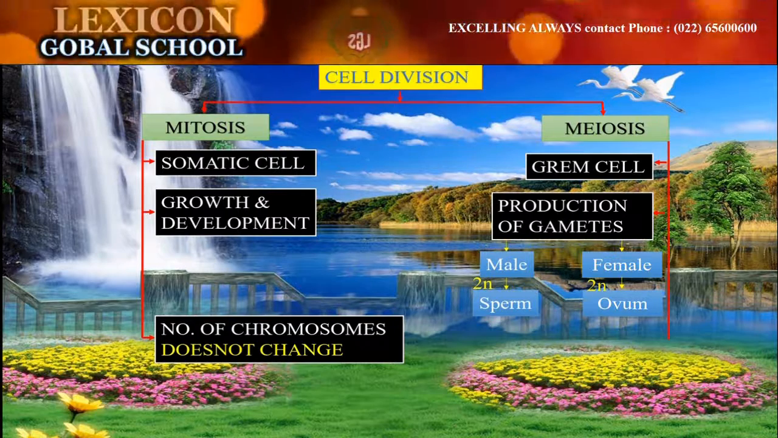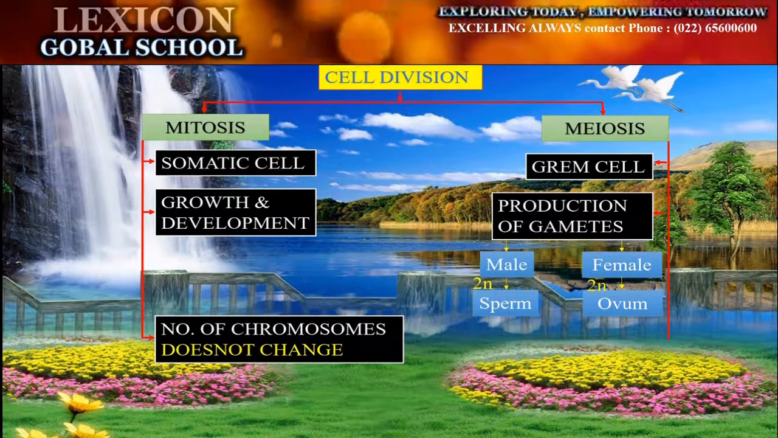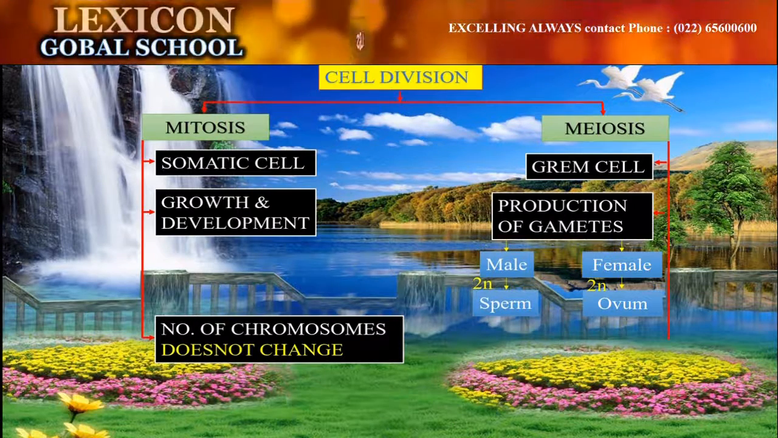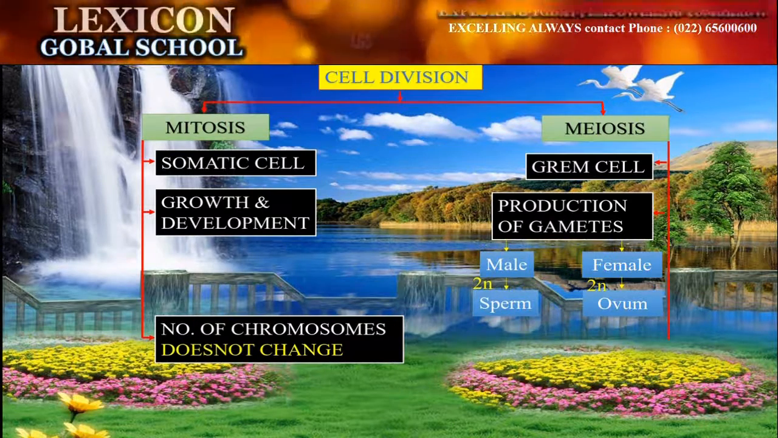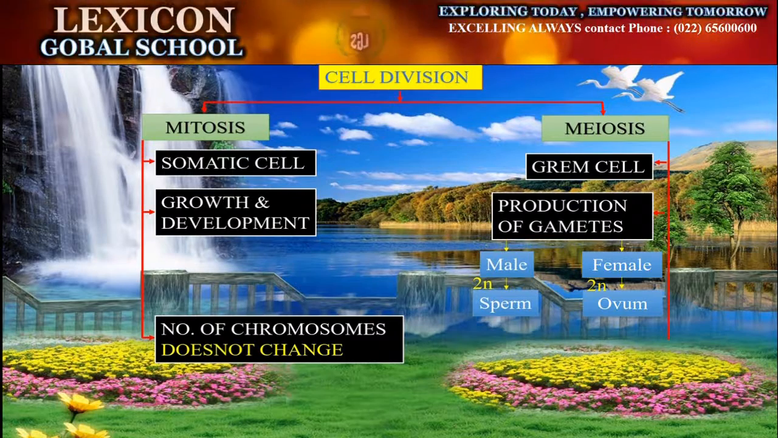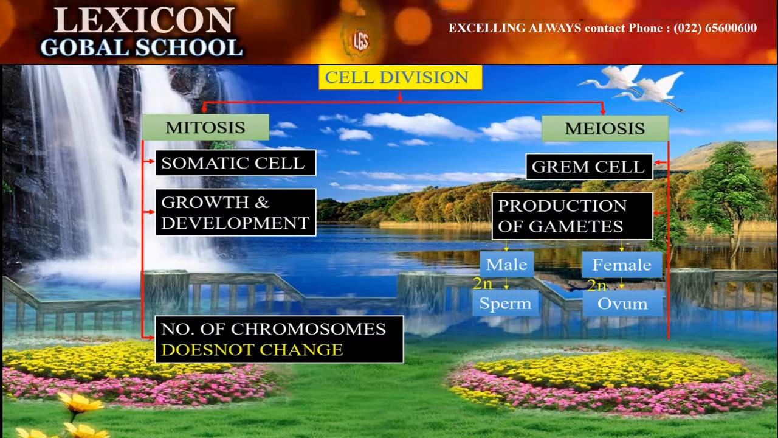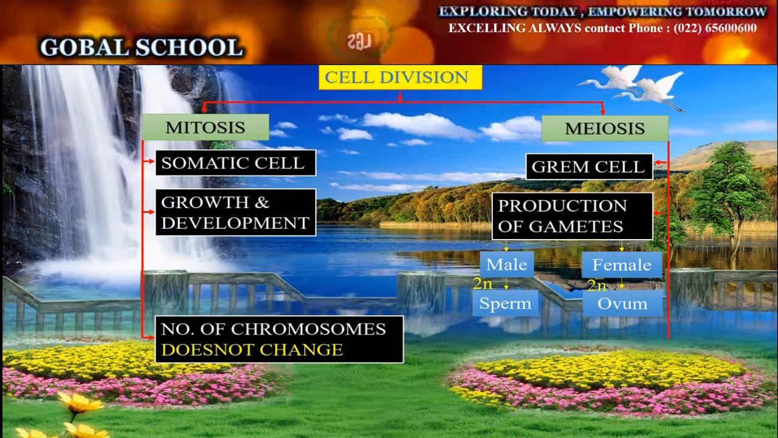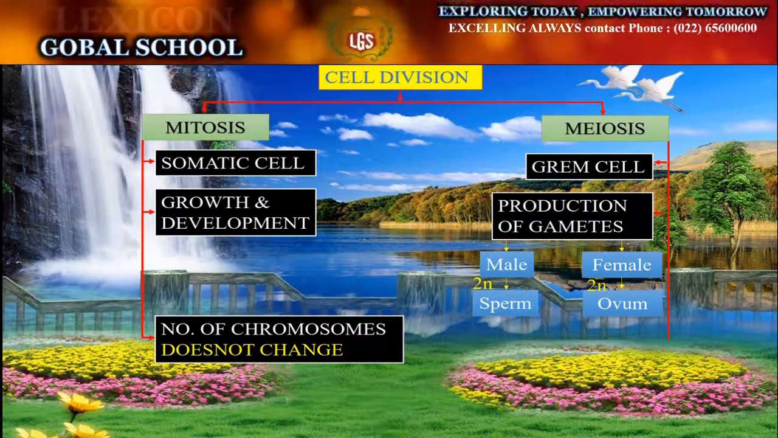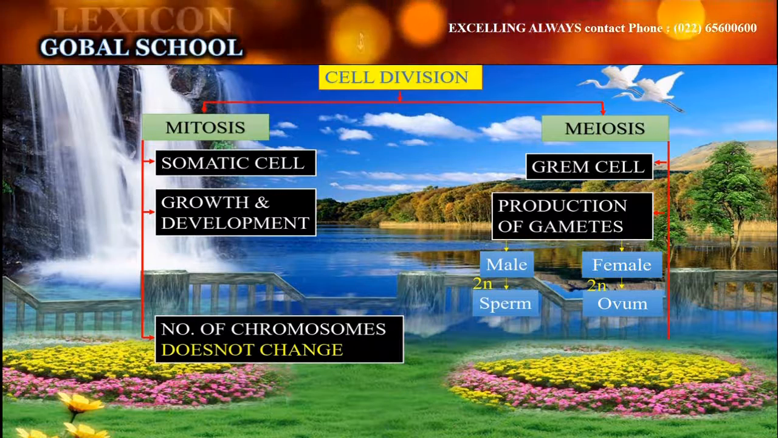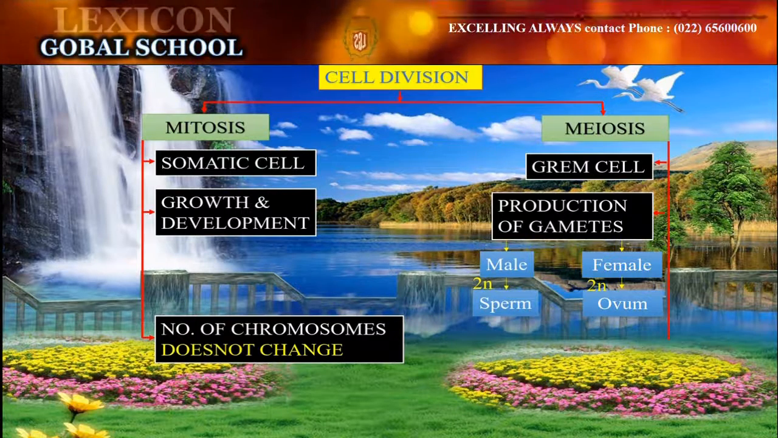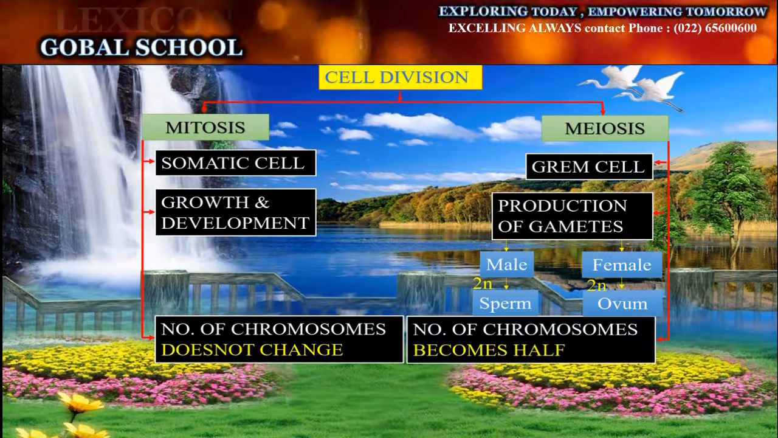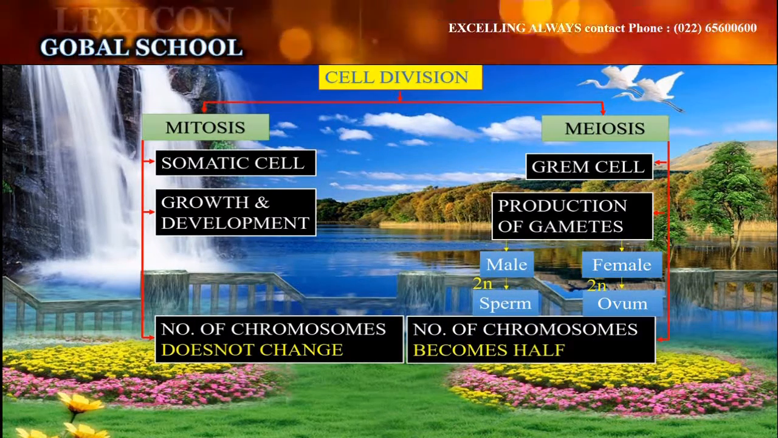They start covering the injured part, and when the injured part is totally covered, that means that particular injured part has an equal number of cells to the adjacent tissues. But in meiosis, what happens is the chromosomes that were there in the male and the female unite together. So the number of chromosomes becomes half of the existing chromosomes.